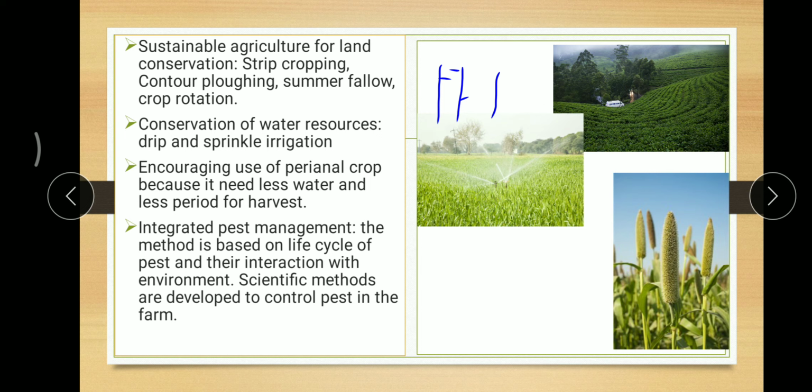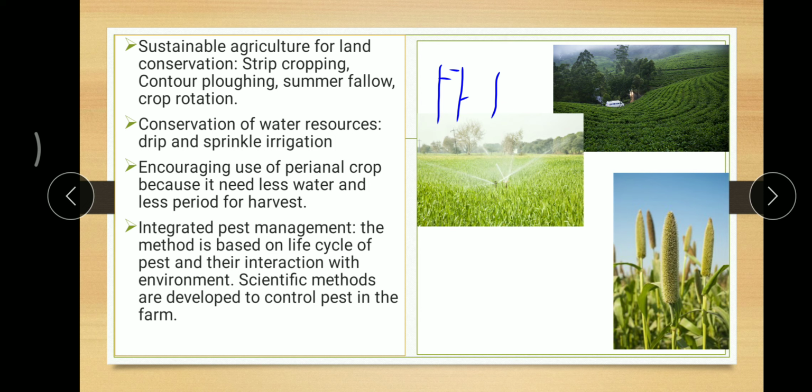Another is encouraging the use of perennial crops, because they need less water and less time for harvest. In India, there are many varieties of crops available and they are seasonal, because they can grow only in a specific season. Like in winter there will be farming of wheat, in the rainy season there will be harvesting of rice.